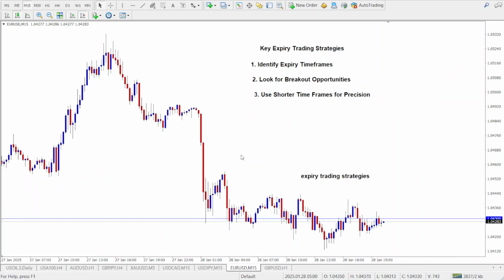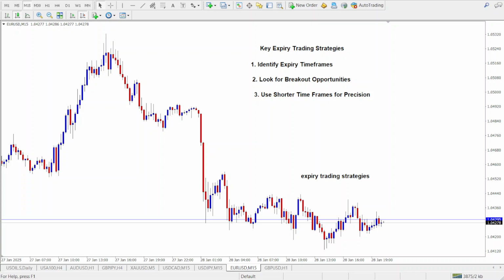Now, these shorter charts allow you to see how the market is reacting in the final hours or minutes before expiry, and they can give you a clearer view of potential breakouts or reversal points.